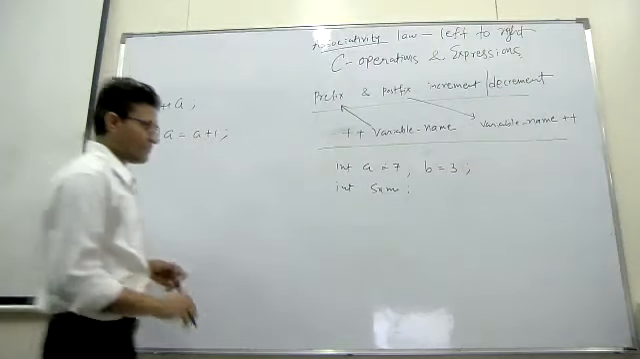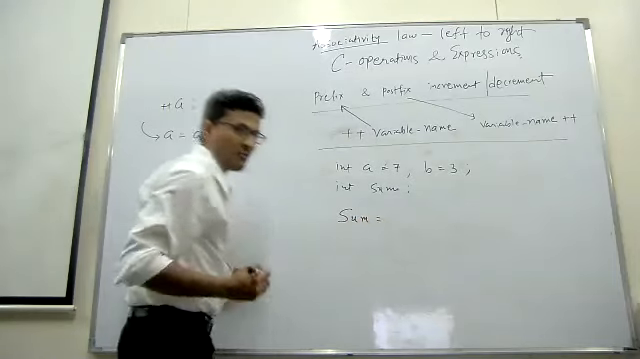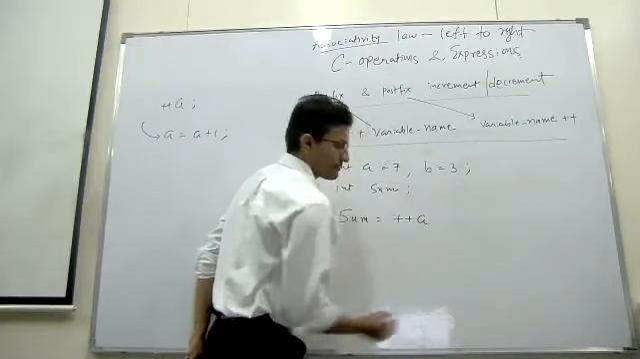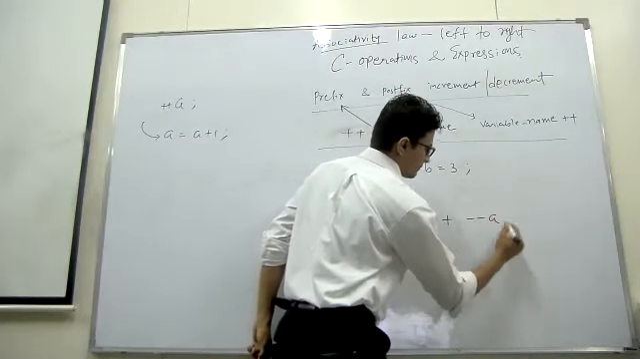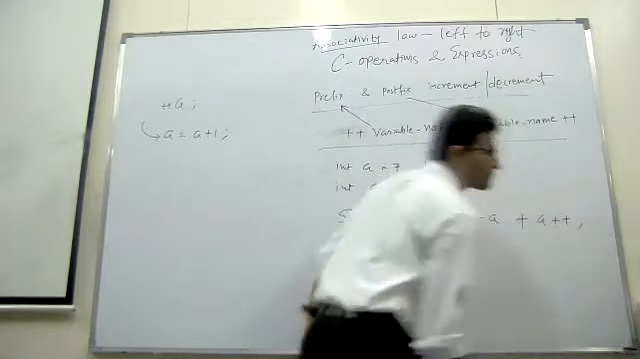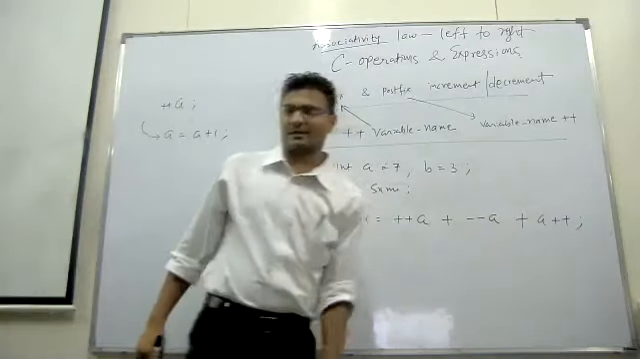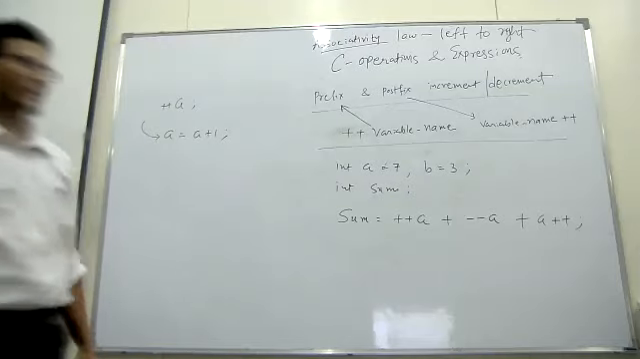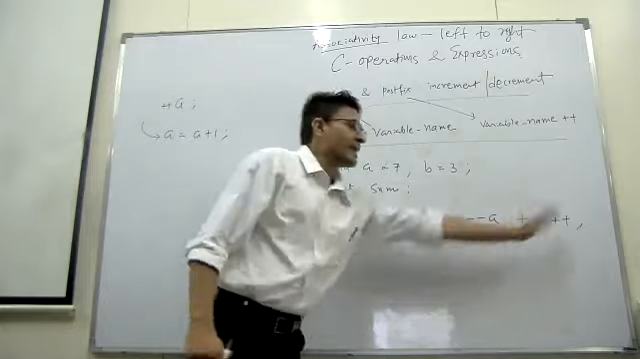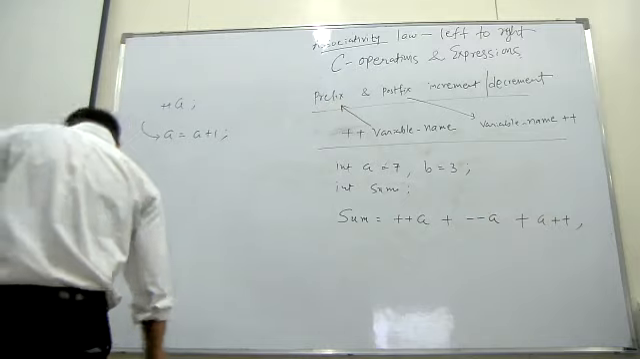Okay. One more example. But it is complex. Sum is equal to... now here more than two operands. Here total three operands. More than two operands here. So what will the compiler do?